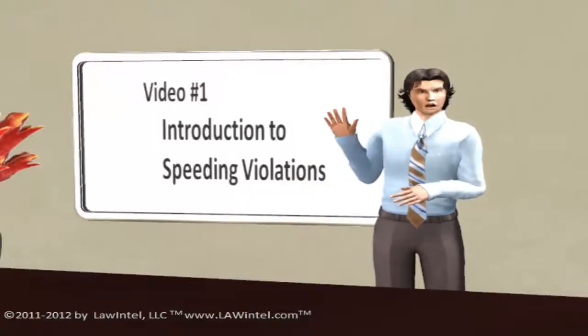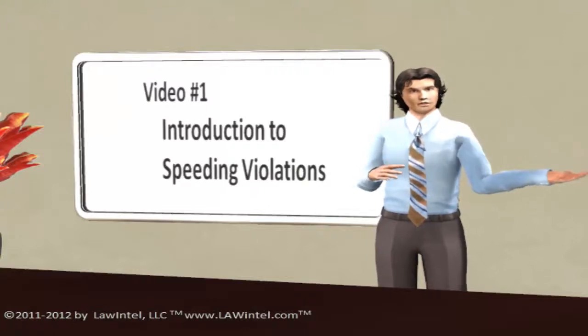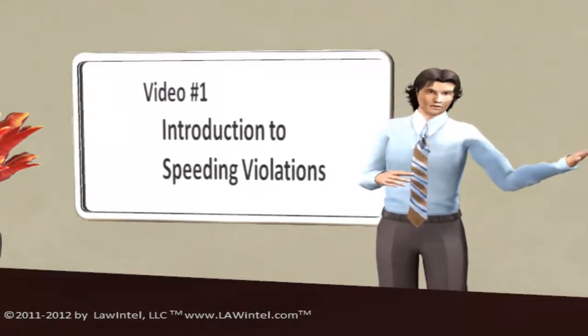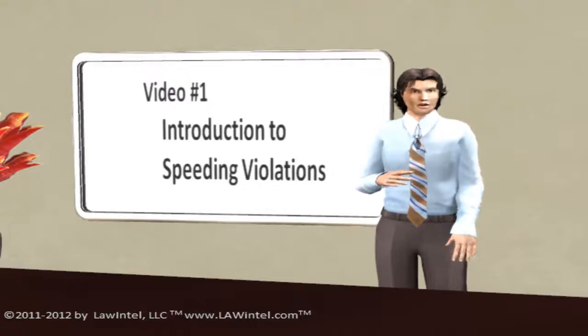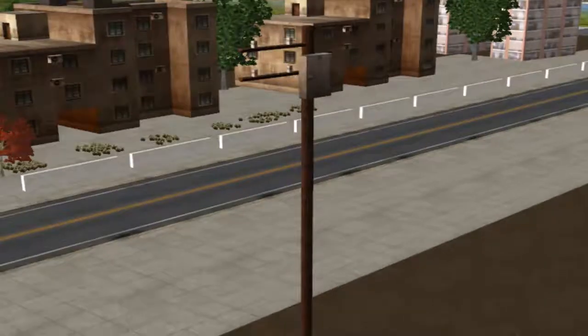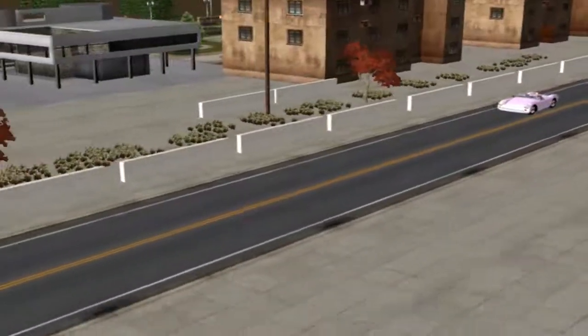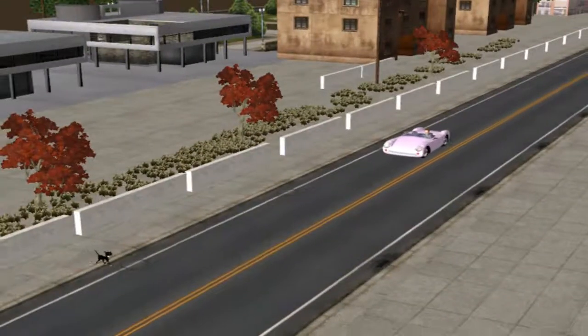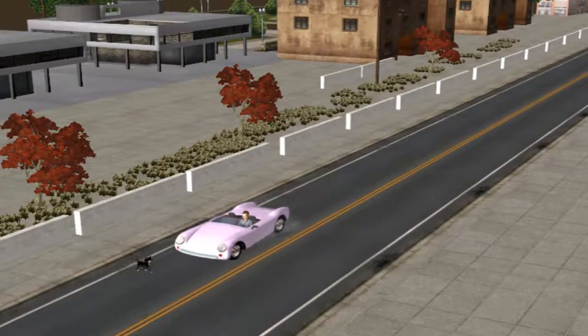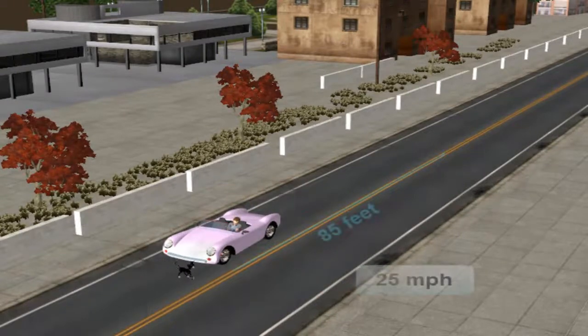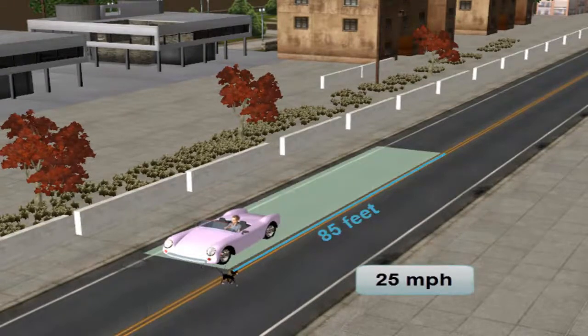In the next video, we'll discuss some of the problems with speeding enforcement. But first, I want to stress the importance of driving at safe speeds. Many people consider driving 40 miles an hour in a 25 zone to be safe and harmless. But consider this. On average, a diligent driver traveling at 25 miles an hour will need approximately 85 feet to come to a complete stop.